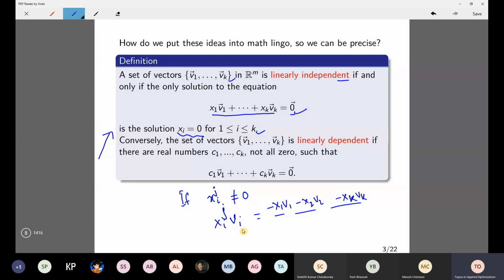So here, since xi is not equal to 0, I can divide by that. So vi I can write as a linear combination of the other vectors.